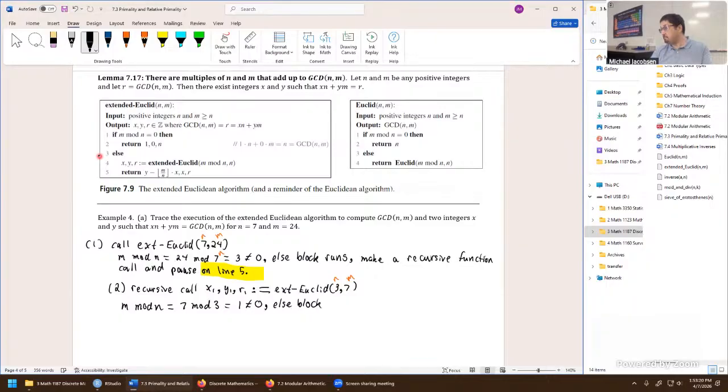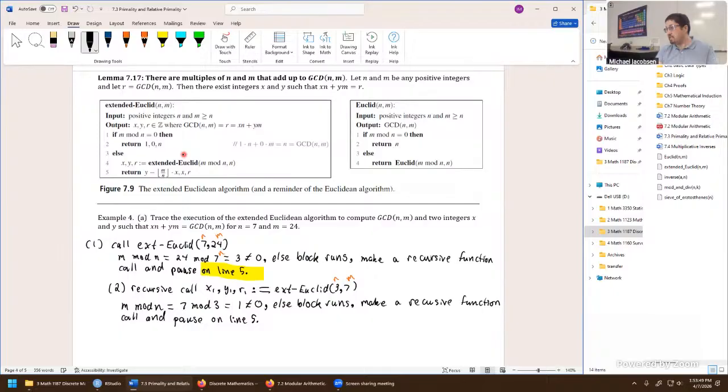Else block runs, which means we make a new recursive function call and pause on line 5. So now we have 2 calls to extended Euclid. They're both hanging, waiting for return values on line 5. And so now we descend further into the next layer of the recursion.